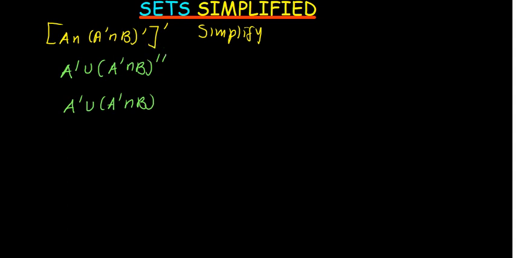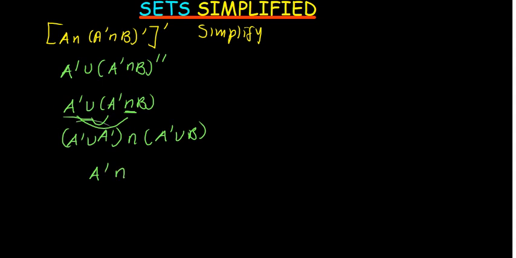Then we use the distributive law. I'm going to get A complement union A complement, then the sign in the middle, and then A complement union that side. Remember what A complement union A complement is? Whenever you get the same thing and perform a union, it will be that same thing, so that will just be A complement. So this part has given us A complement, and then you have intersection A complement union B.